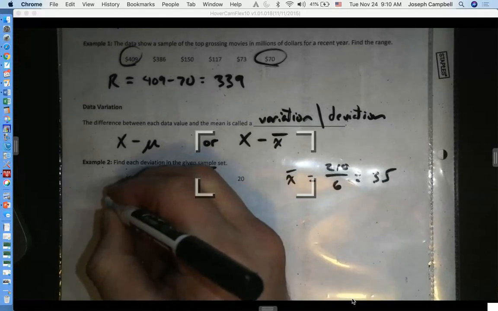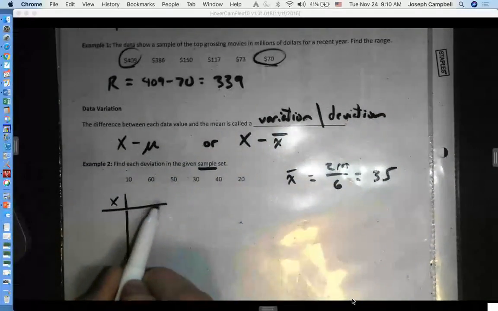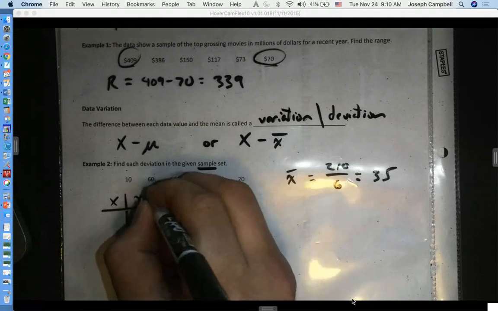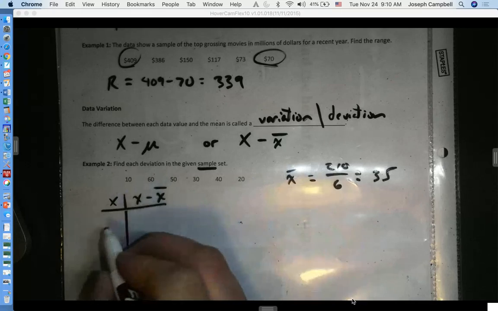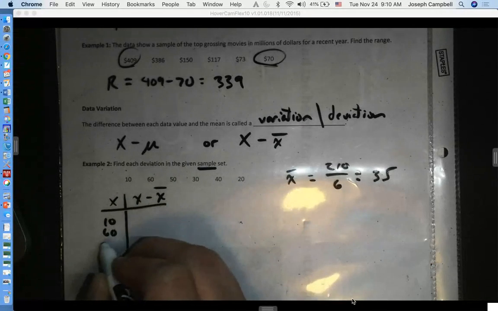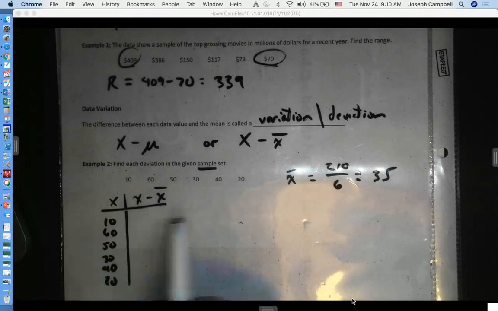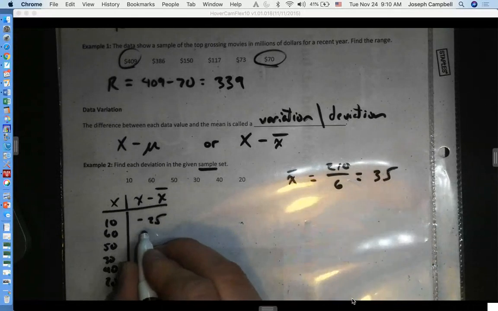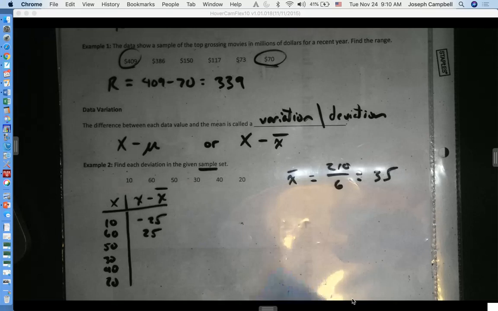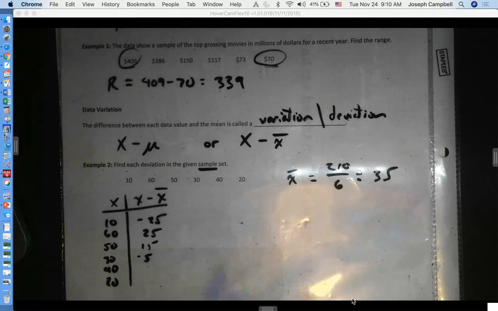So let's make a little table. Make a column for my values, and then I'll have this be x minus x bar. So this is the value. This is the deviation or the variation. So let's just go ahead and copy this down. I have 10, I have 60, I have 50, 30, 40, and 20. All right, so 10 minus 35 is going to be negative 25. 60 minus 35 is 25. 50 minus 35 is 15. Negative 5. Right, 5. And then I have negative 15.